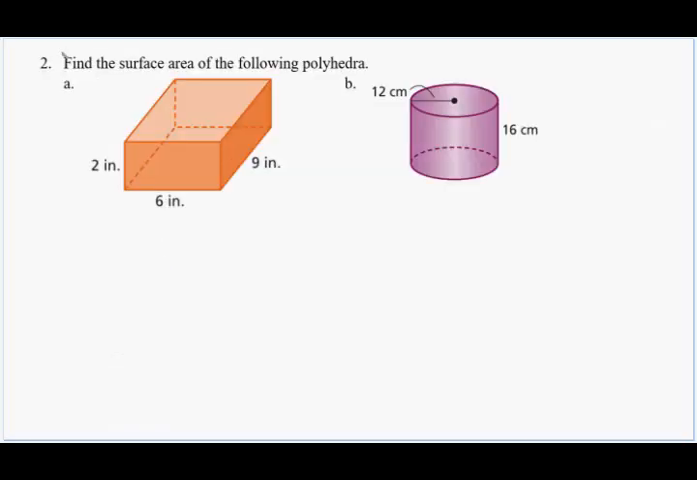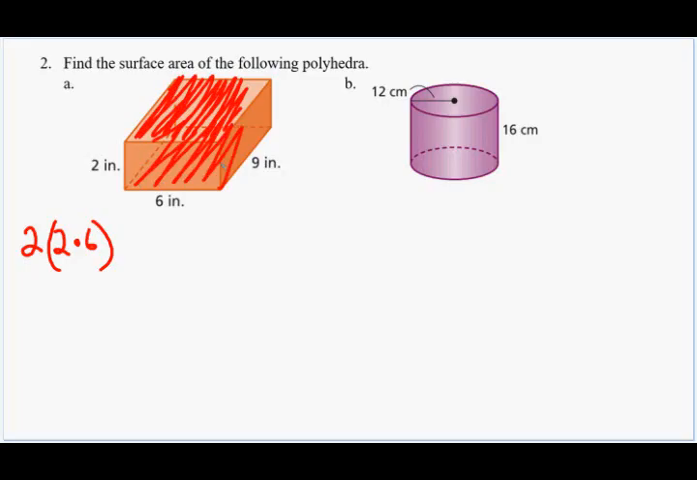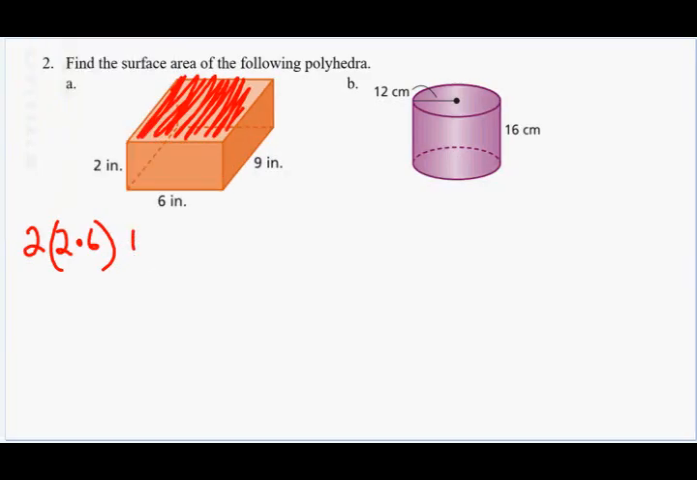Up next, find the surface area of the following polyhedra. So let's look at this one here. The front face is 2 by 6, and then the back face would be the exact same 2 by 6. So we have 2 by 6s. And then let's do the top here. That would be 6 by 9, and the bottom would also be 6 by 9. So we have 2 6 by 9s.